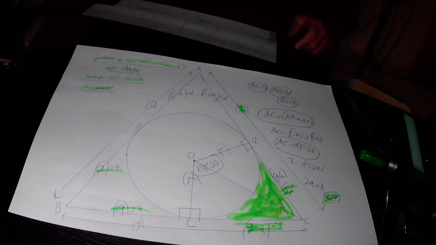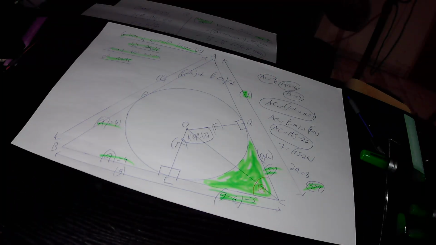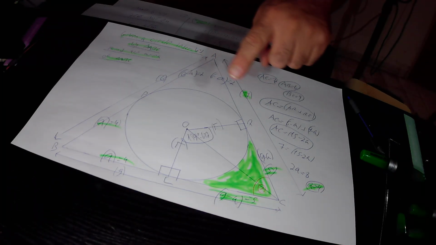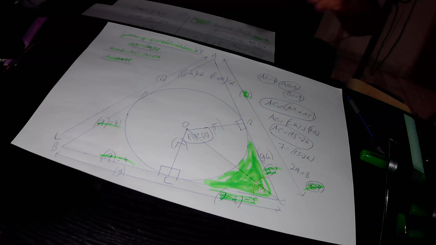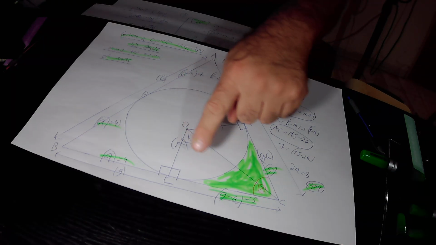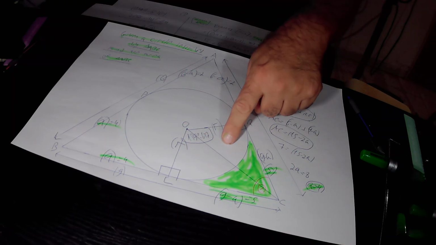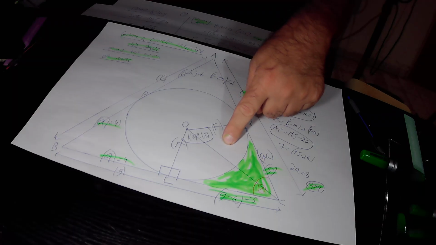Our task is to find the area of this green shape. The area of the green shape equals the area of quadrilateral QOLC minus the area of this sector QOL.